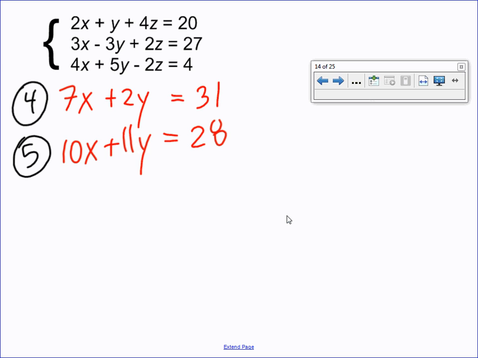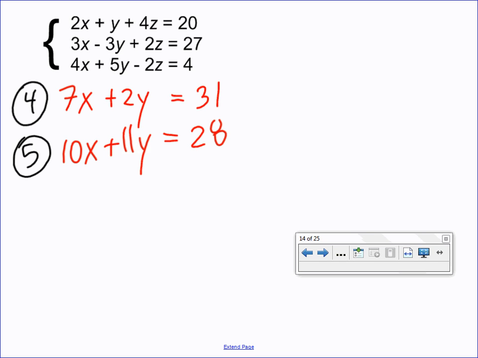Andrew? Multiply number 5 by 2 and then number 4 by negative 11. Absolutely. We could multiply equation number 5 by 2 and then equation number 4 by negative 11. That would create exact opposites in which term? The y's, right? So if we want to get rid of the y's, we can certainly do that. So let's go ahead and do that.